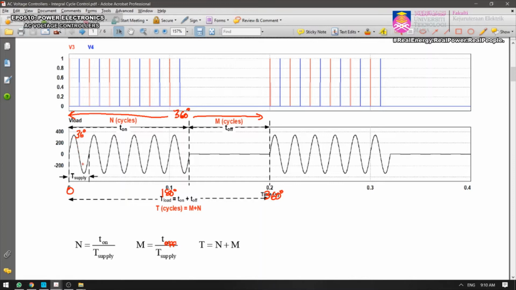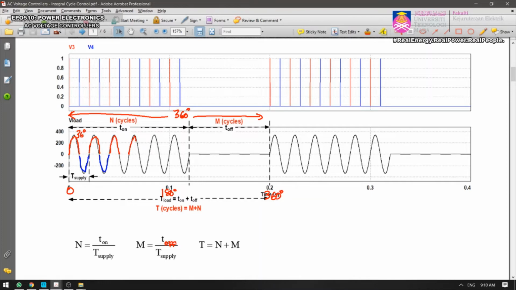One cycle will be equal to 36 degrees, and therefore if you want to trigger thyristor 1, you trigger it to turn on at this particular point, and then you trigger thyristor 2 and turn it on, and then you continue with triggering thyristor 1. Then you alternately trigger thyristor 2 until the end of the n cycles. So you alternately turn on thyristor 1 and thyristor 2.